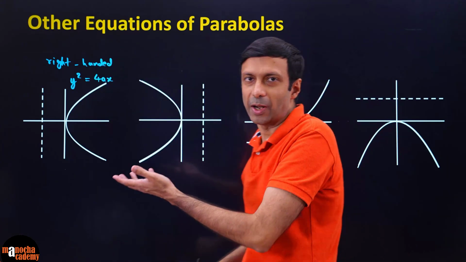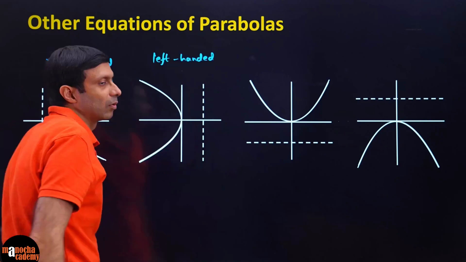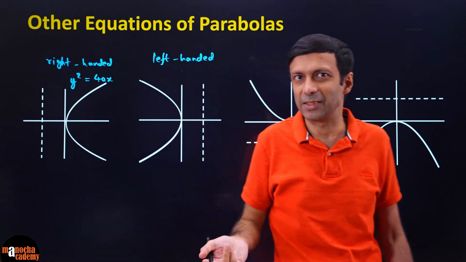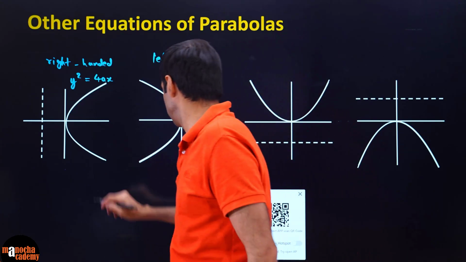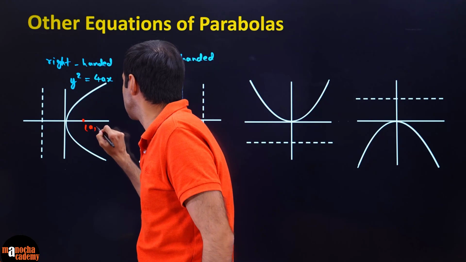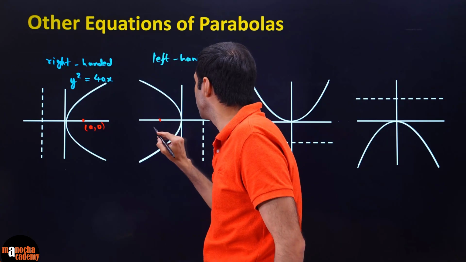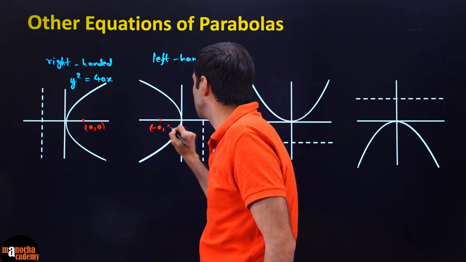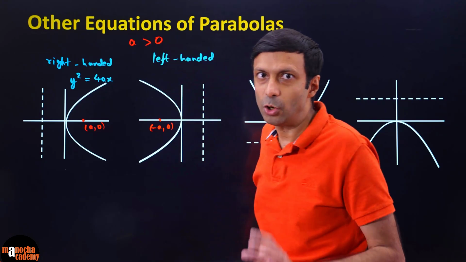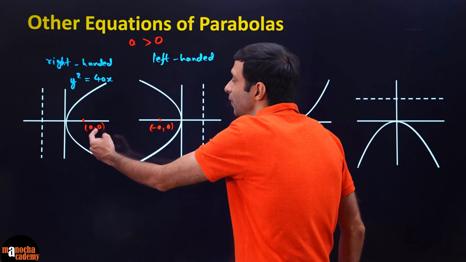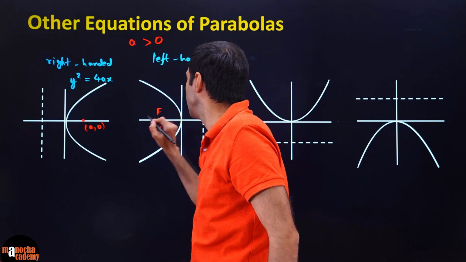Now the question is, if you have the left-handed parabola, the one on the left, what will be the standard equation? Can you guess? Again, remember the focus is a comma 0. The focus for the right-handed parabola is a comma 0, and for the left-handed parabola, the focus is going to be minus a comma 0. Note, we always take a greater than 0. Here the focus is on the positive x-axis, so a comma 0. Here the focus is labeled as minus a comma 0. Focus is labeled as F.